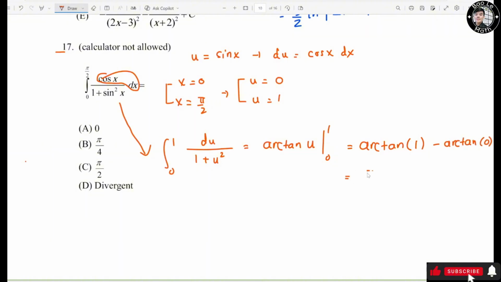Arctangent of 1 equals pi over 4. Arctangent of 0 equals 0. So it will be pi over 4. The answer must be B.